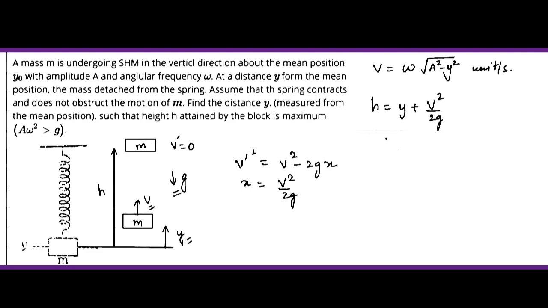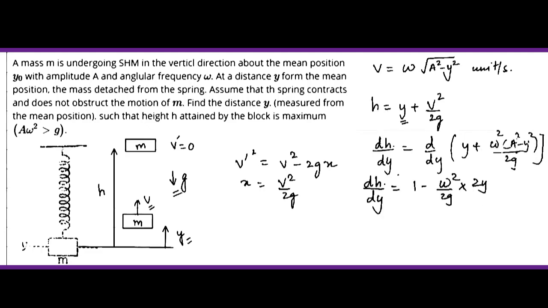So we will add. Now we have to find the value of y for which the height attained by the block is maximum, right? For maximum or minimum, we have to differentiate this equation. Let us differentiate dh divided by dy. Now let us put the value of v square, which is simply omega square times a square minus y square.